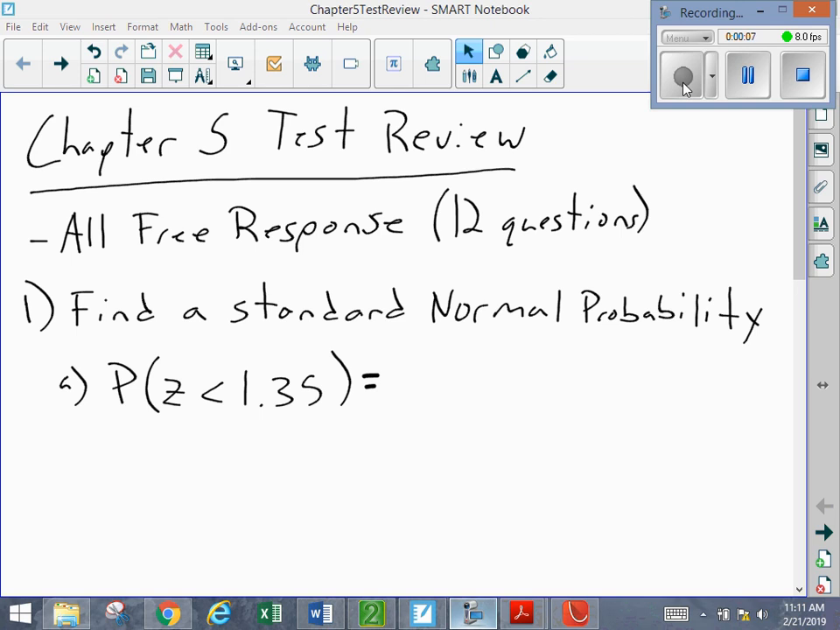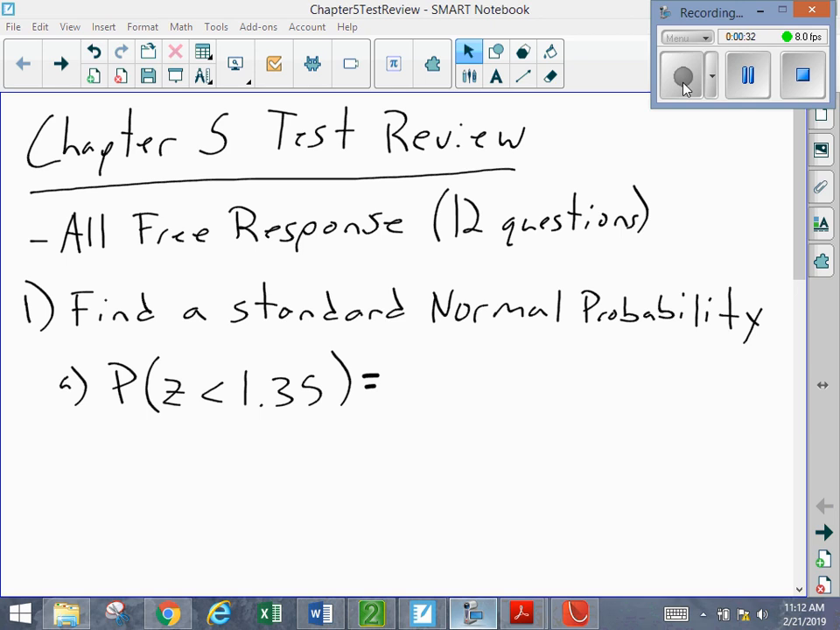12 questions, all for your response. First one, we're going to find a standard normal probability. I'm going to do it using the calculator. You could use your z-score table if you wanted to. If you like doing that, I'm going to do one like that, and then I'm going to go right to the calculator.